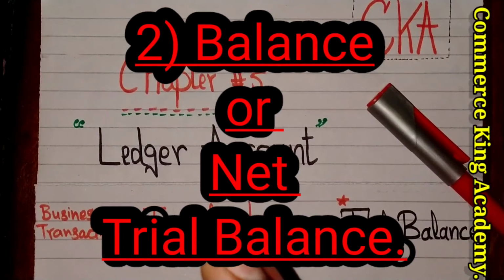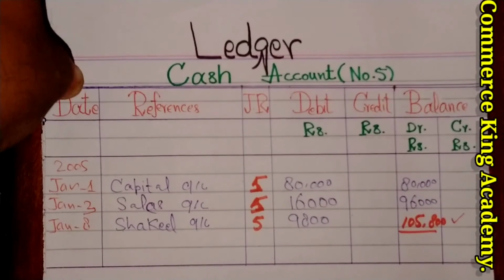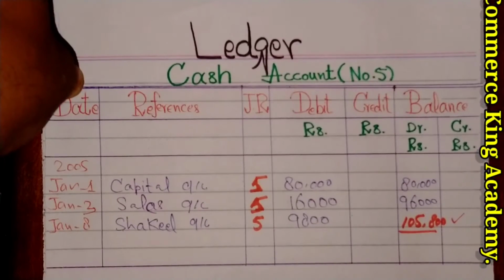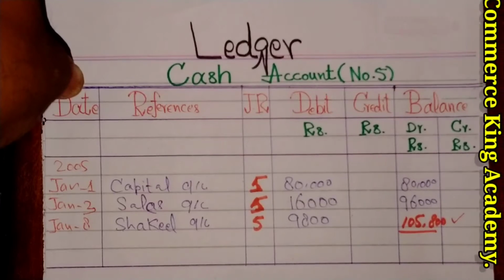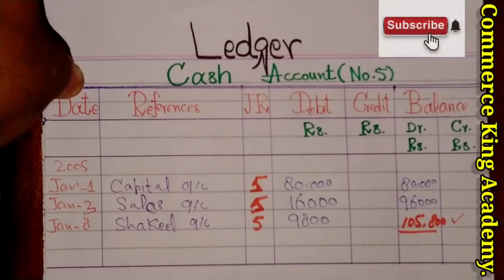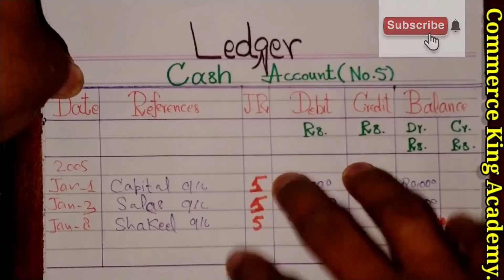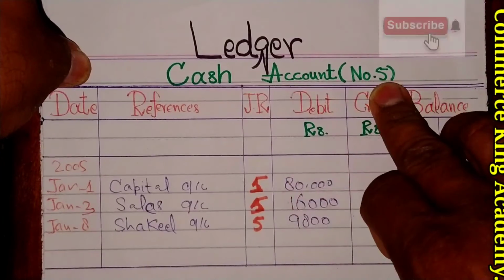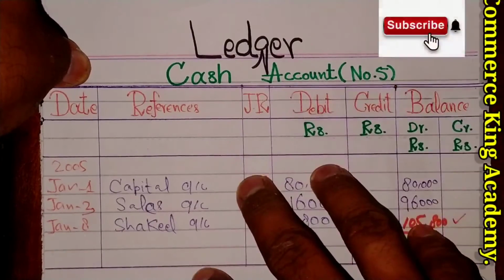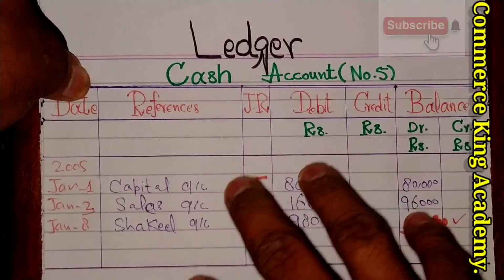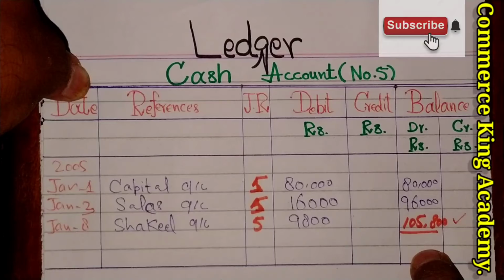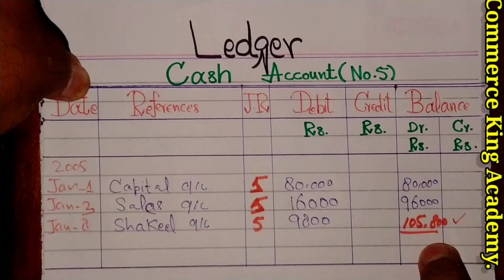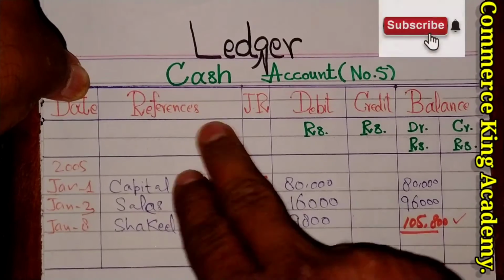The first step for making trial balance is to find out the balance of each account in the ledger. I am teaching you with the help of an example. This is the ledger of cash account with ledger folio number 5. Understand? This is the example of illustration number 2 which we did in the last video. So this balance is the ledger account balance, and we will write it in the trial balance with the name of cash account.